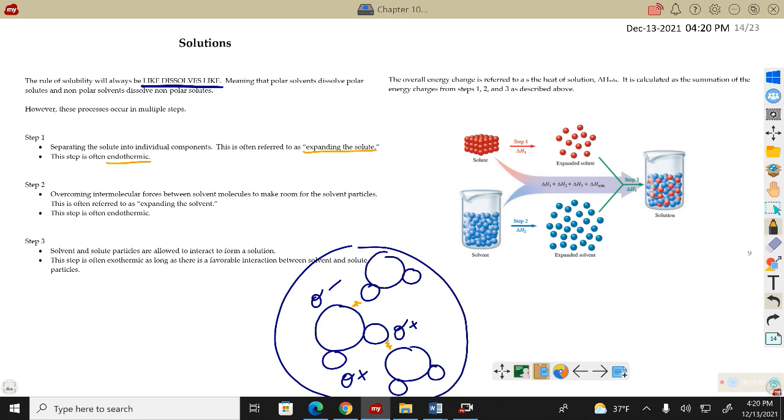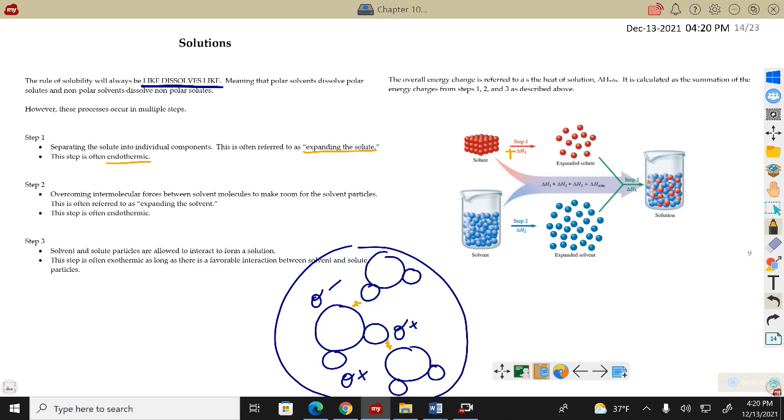But I am going to have to add a little energy to expand or separate the solute. That's the substance that we're trying to dissolve. So this ends up being a positive delta H. It's endothermic.